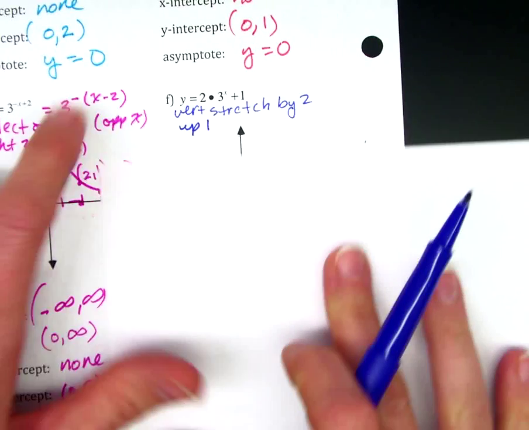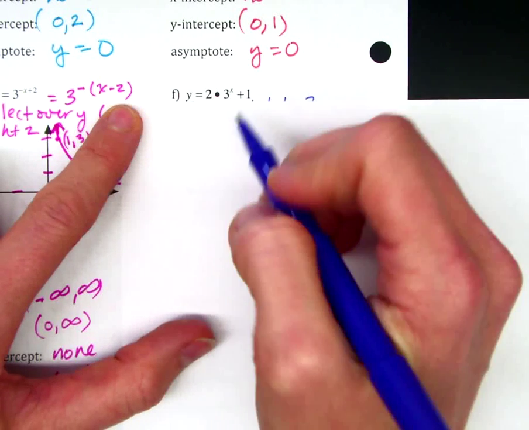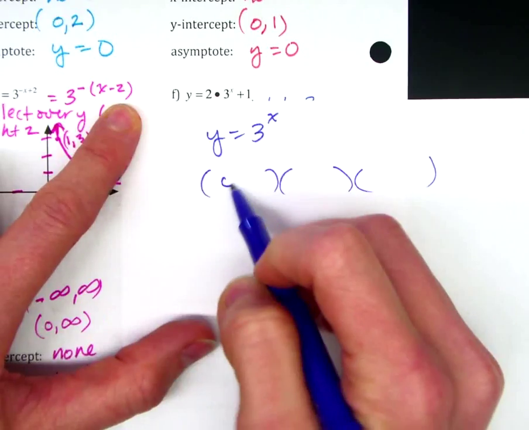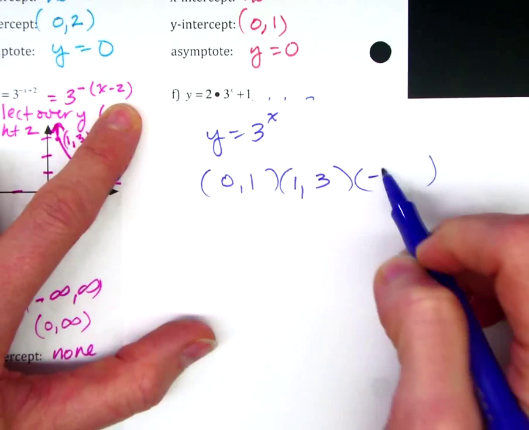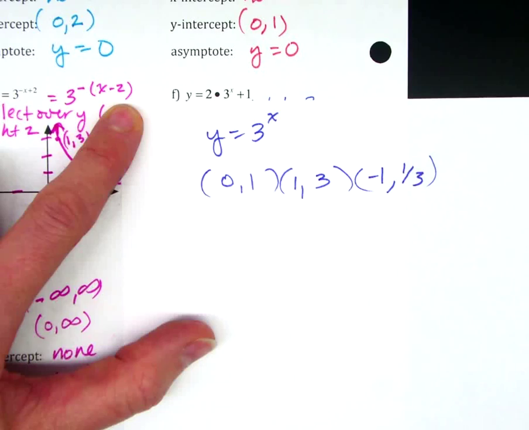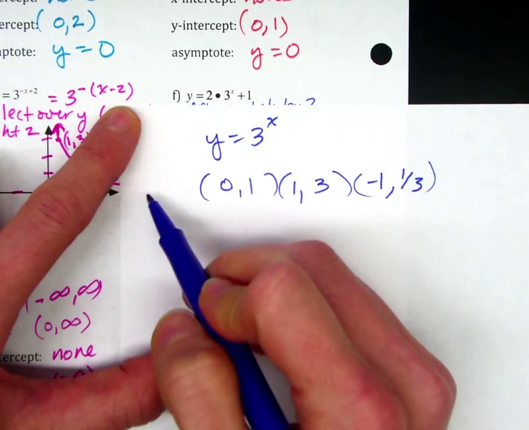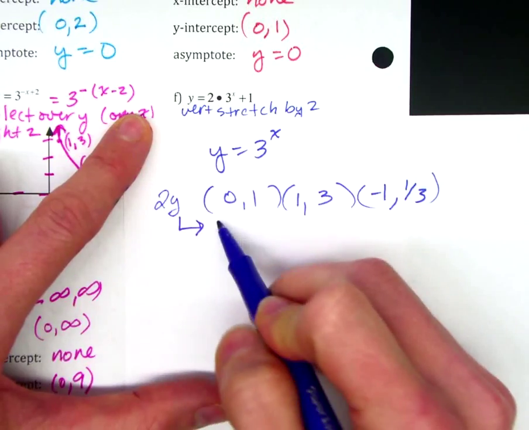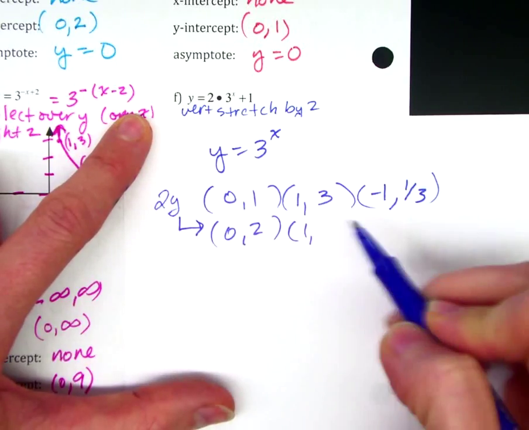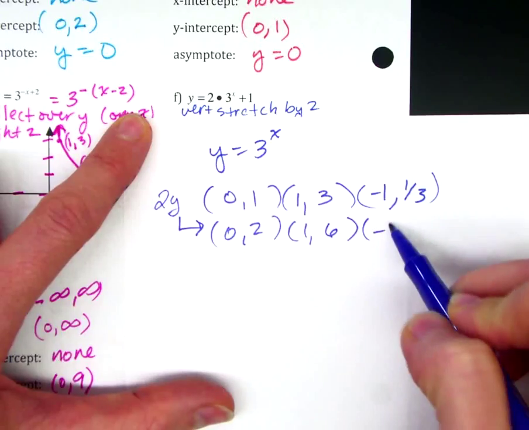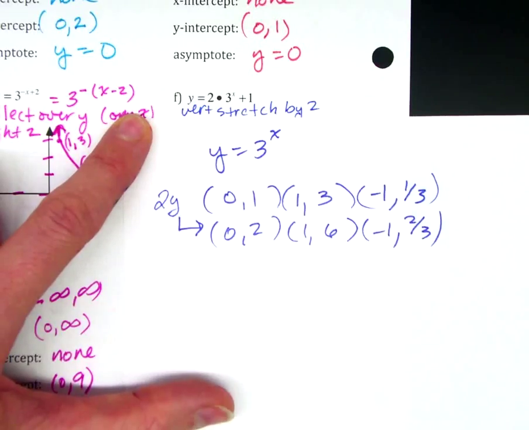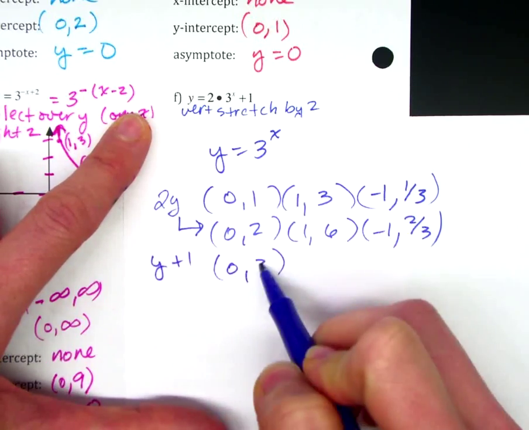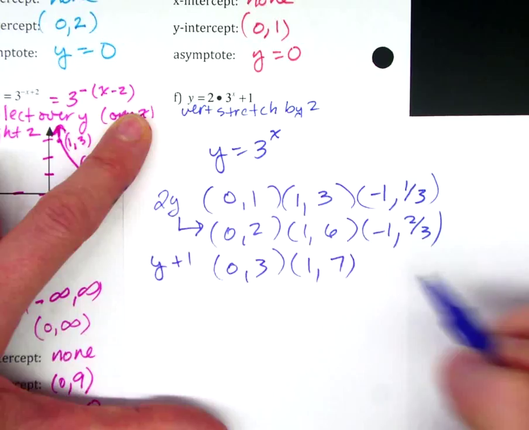So if I were to generate the points, what's my base function here, my parent function? 3 to the x. So my points are 0, 1, 1, base, and -1, reciprocal. So I have my 3 points. And then we're going to do the vertical stretch first, which means I need to multiply my y by 2. So that's going to be 0, 2, 1, 6, and -1, 2/3. And then I need to add 1 for my shift up 1. So I have 0, 3, 1, 7, and -1.